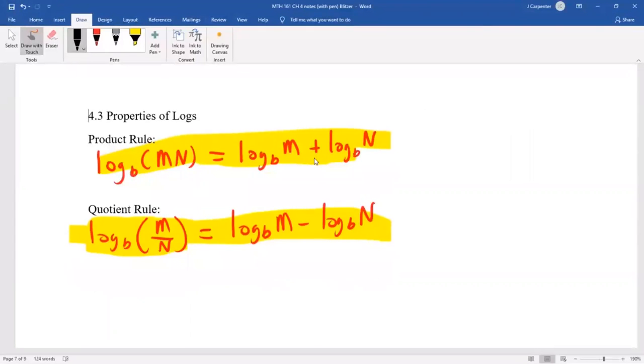So example 1. How are we doing on time? 30 minutes. And we're going to expand.